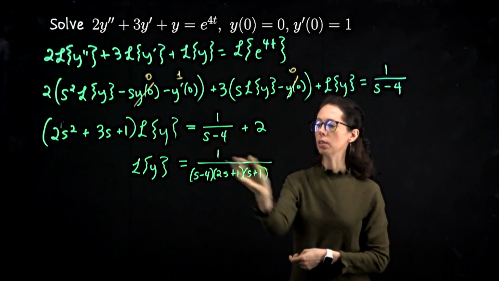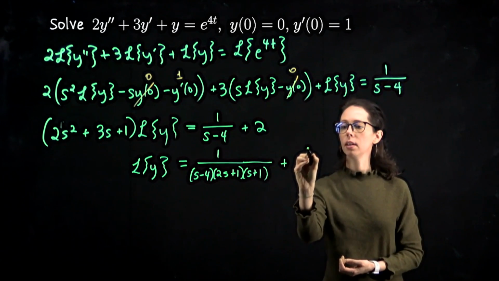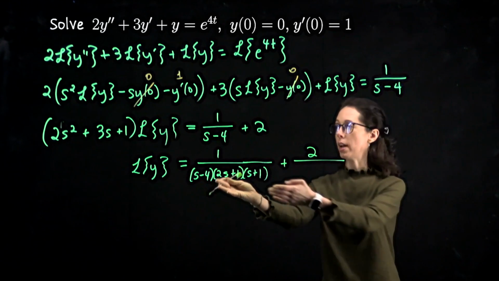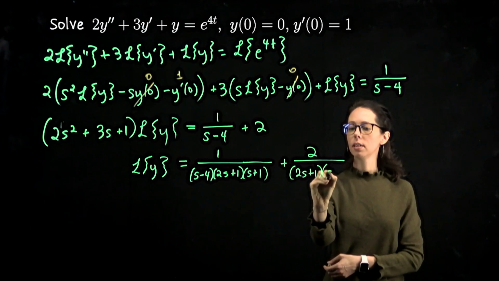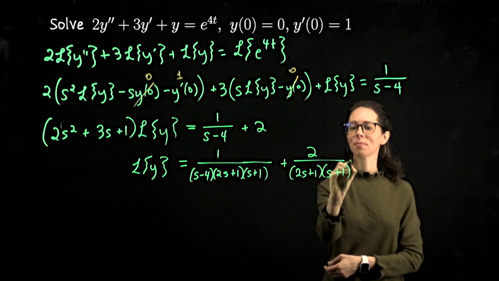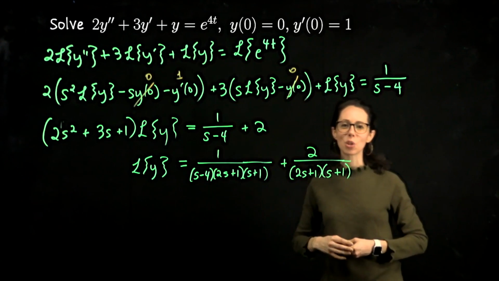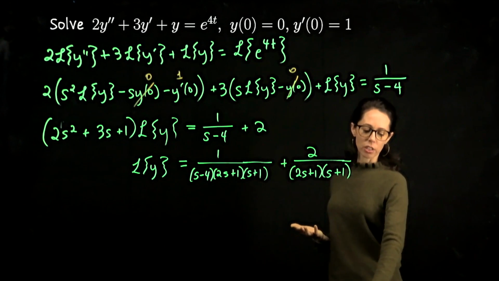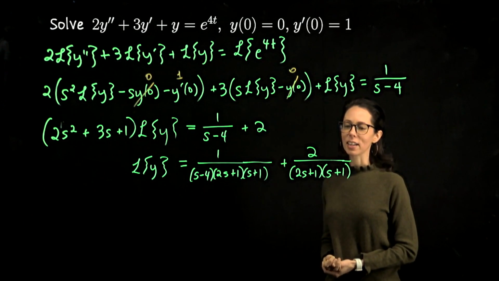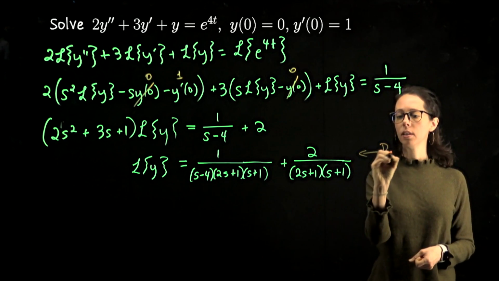Okay, so that's the first term divided by 2s squared plus 3s plus 1. And then the second term is going to be 2 divided by that quadratic, which again factors as 2s plus 1 times s plus 1. Okay, if our goal in life was just to find the Laplace transform of y, this isn't too bad, we're done. This is the part of Laplace transforms that is less fun, and that is the partial fraction decomposition. So that's what has to happen now.